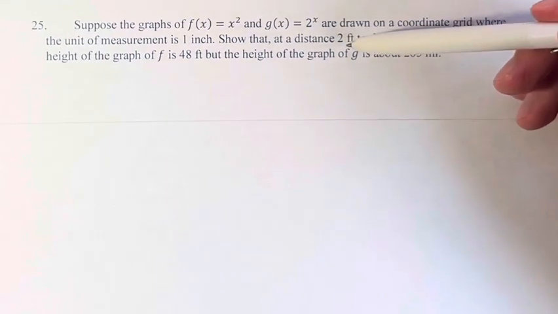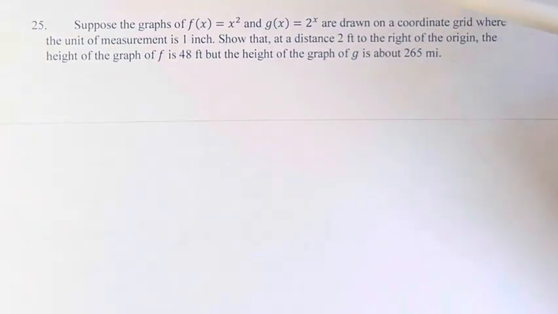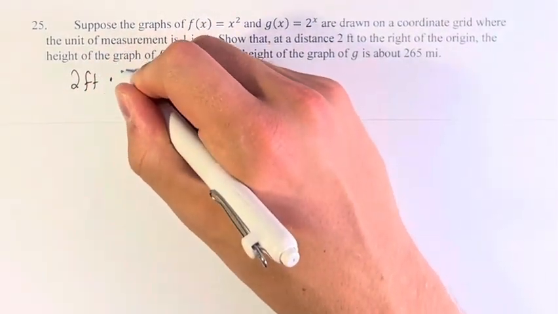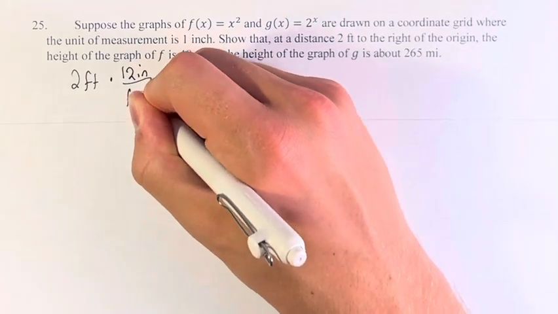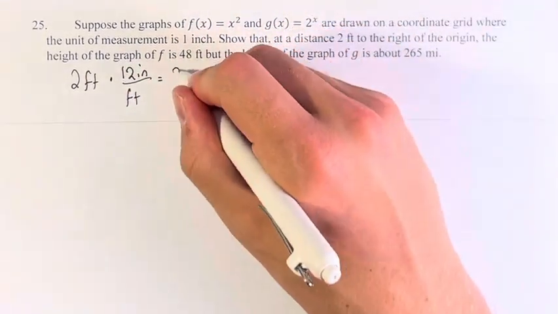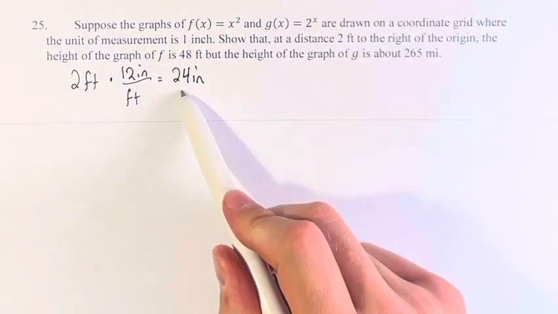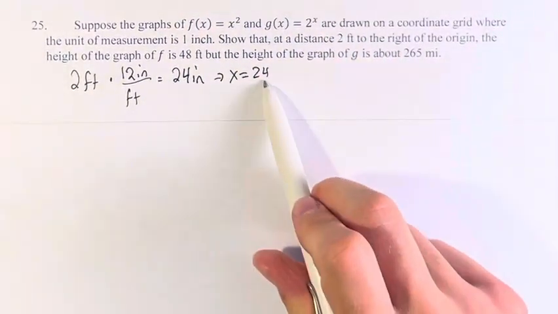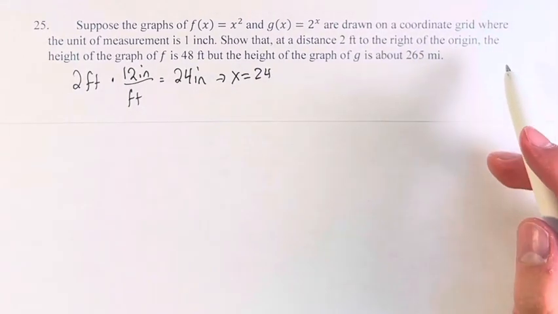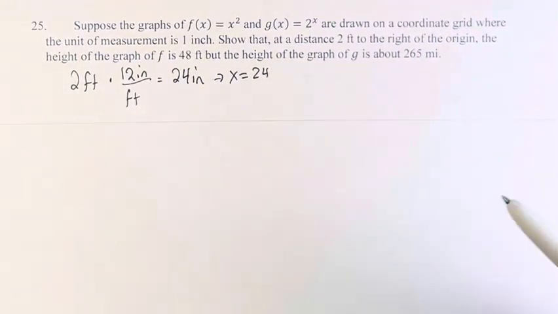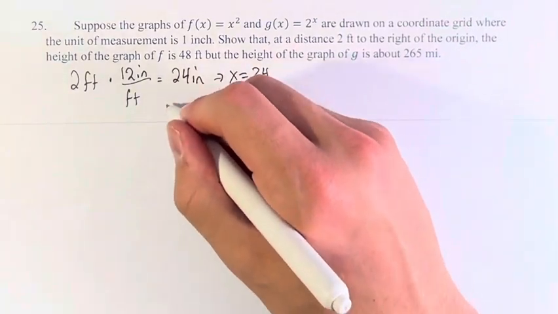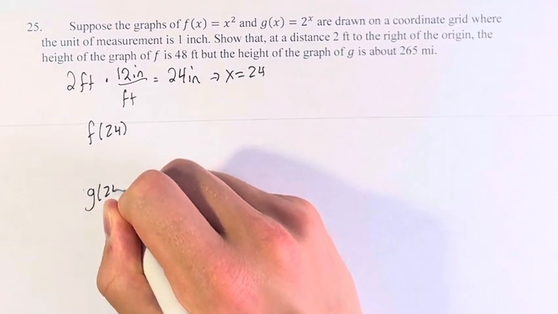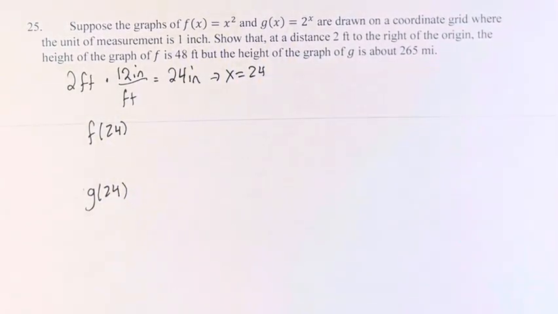So if we're 2 feet to the right of the origin, that means that measured in inches, we are 2 feet times 12 inches per foot, 24 inches, or x equals 24 away from the origin. Therefore, to look at the heights of the graph at this point, we have to compare f of 24 to g of 24 by plugging in 24 into these equations.